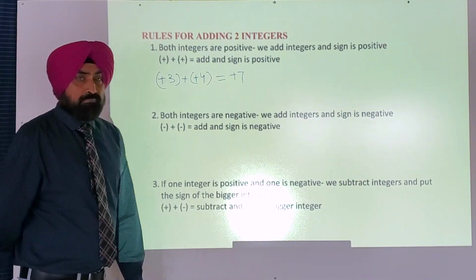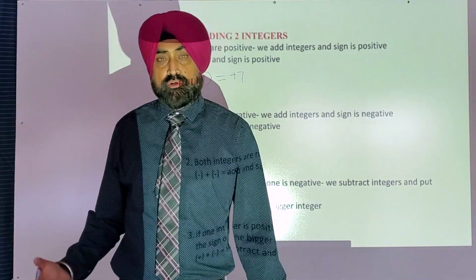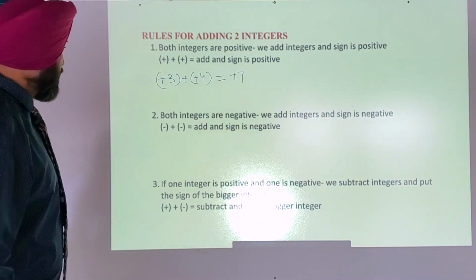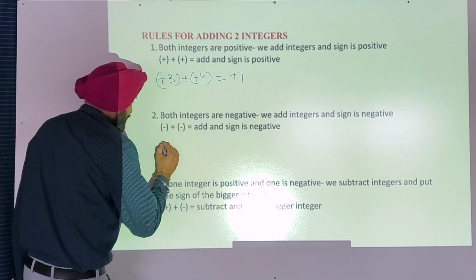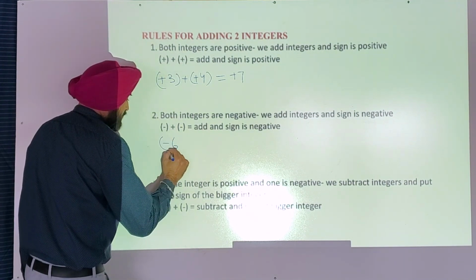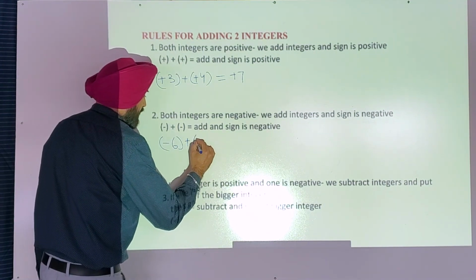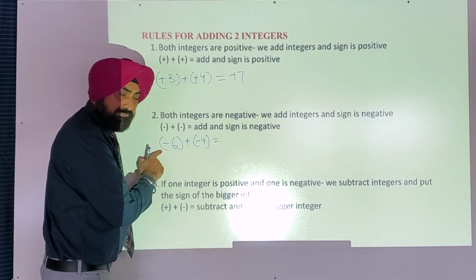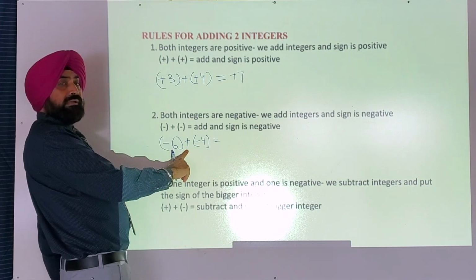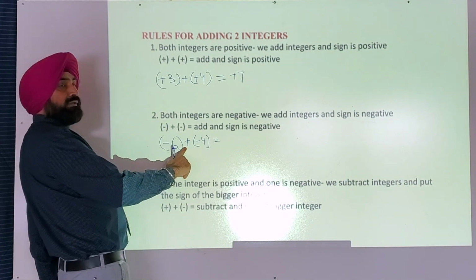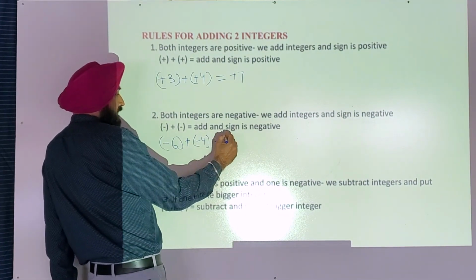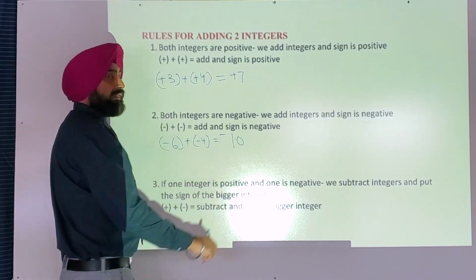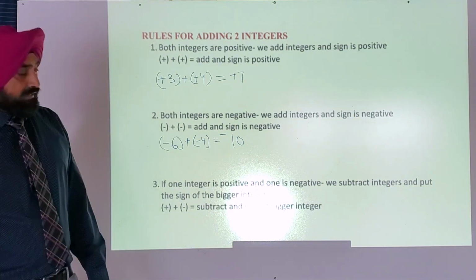The second rule is when both integers are negative. If both integers are negative, again we add and the sign is negative. For example, negative 6 plus negative 4. See, both integers are negative and we are adding them. Both negative, when we add, it will be 10 and the sign is negative. Negative, negative, we add and the sign is negative.